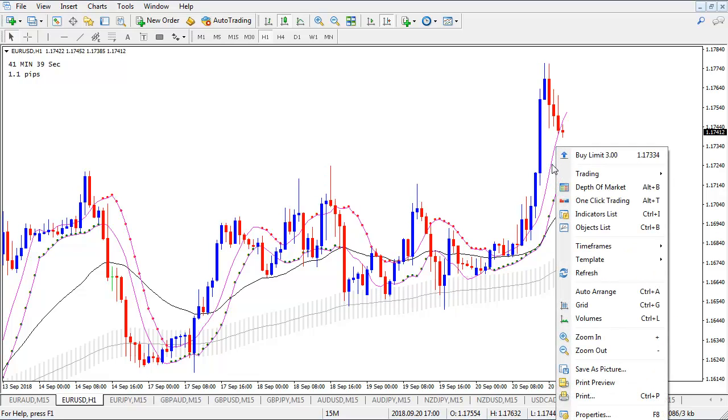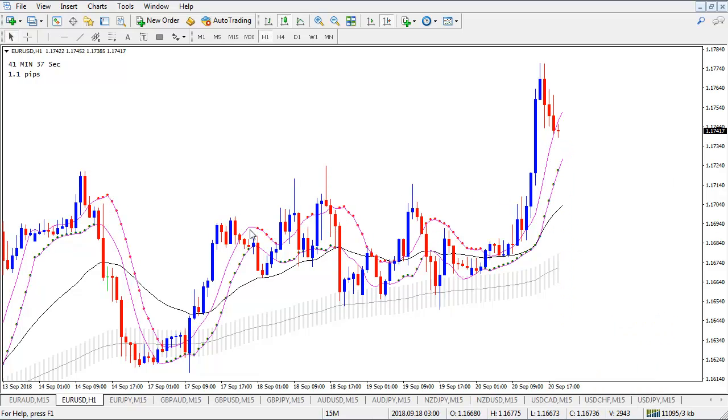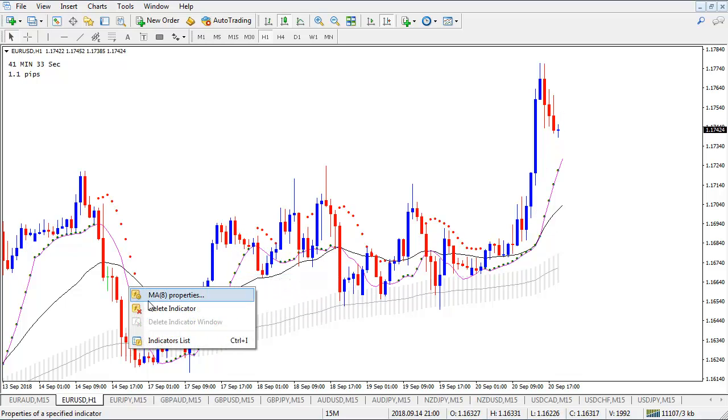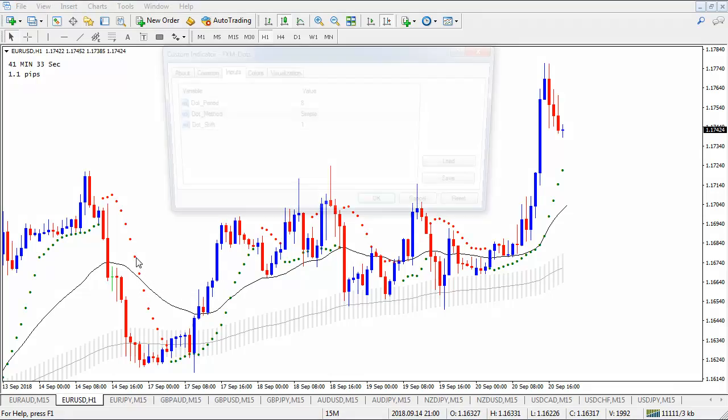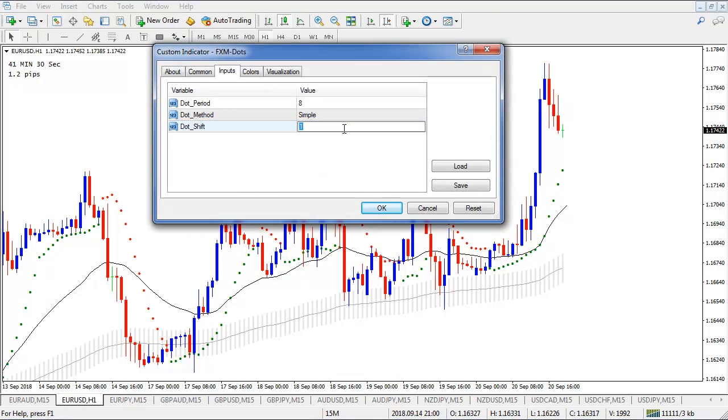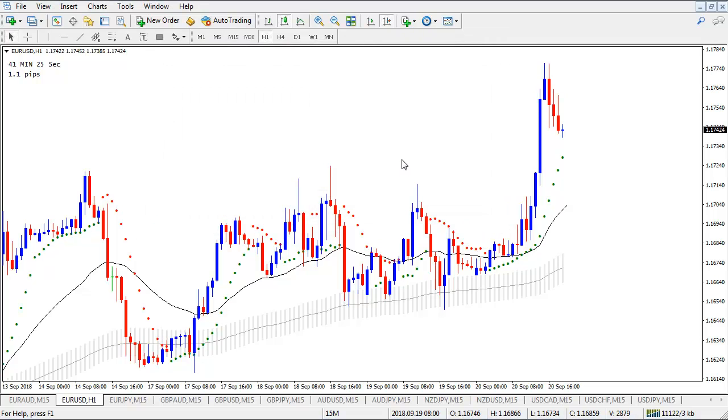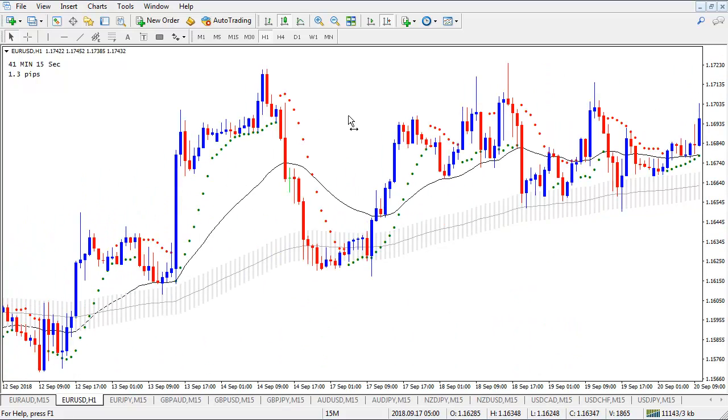Just going to get rid of these moving averages again. Delete and delete. And now I'm not going to use a shift on this because the repainting aspect isn't a huge deal. Because we're using the highs and the lows and not the close or the current price, the repainting of this indicator is rare. It's not something that we're going to see a lot of.